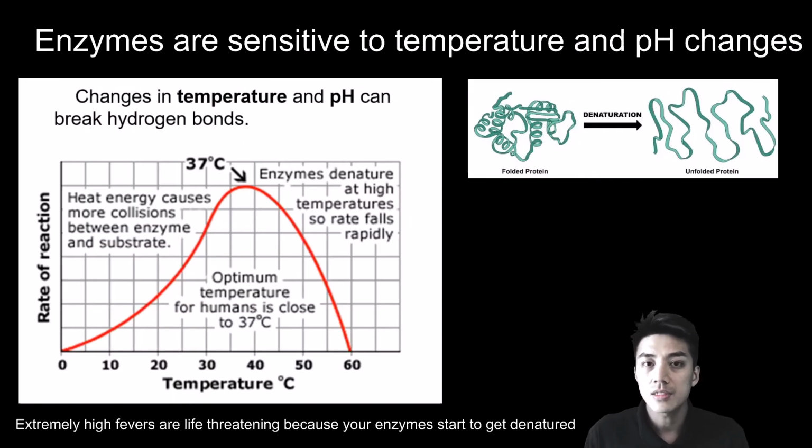Enzymes or catalysts are sensitive to changes in pH and temperature. The optimal temperature for catalysts in your body is usually around 37 degrees Celsius or around 98.6 degrees Fahrenheit. That's the optimal operating temperature for these enzymes. Outside of that temperature, for example, if you get a high fever, this becomes life-threatening because your enzymes start to get denatured. It loses its shape, it starts to unfold, and when it starts to unfold, it no longer has a function.